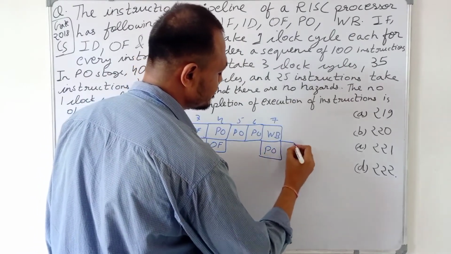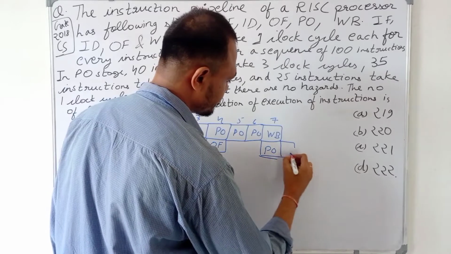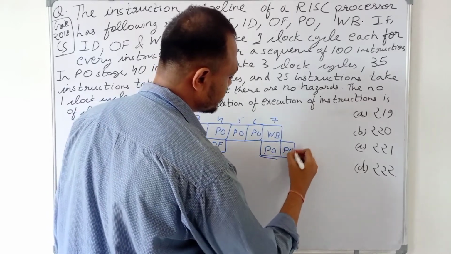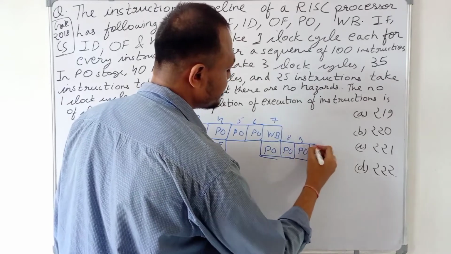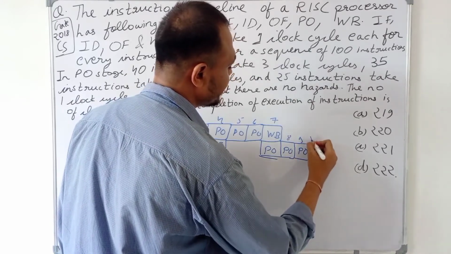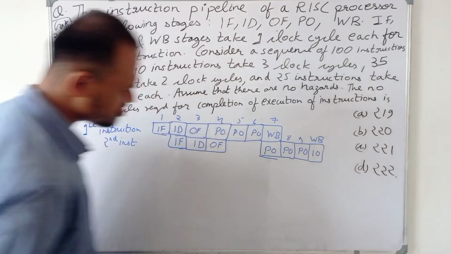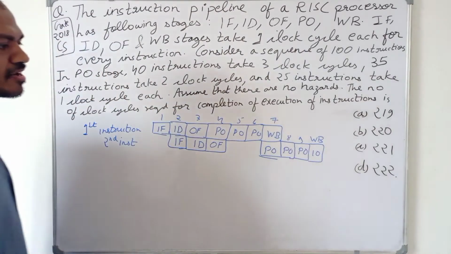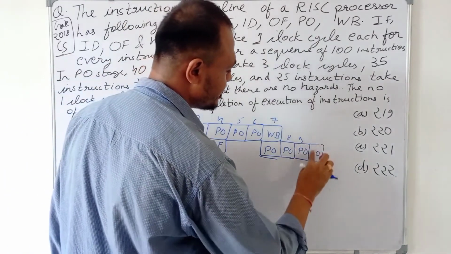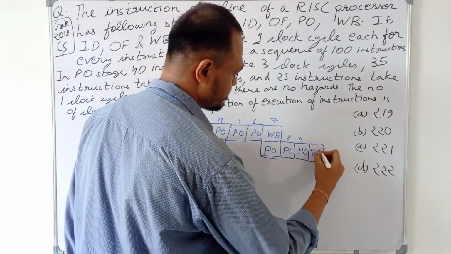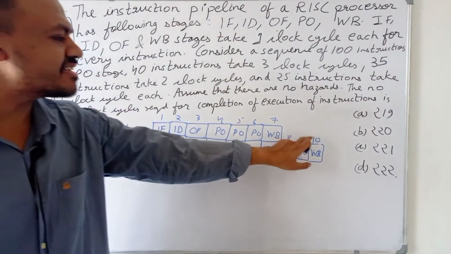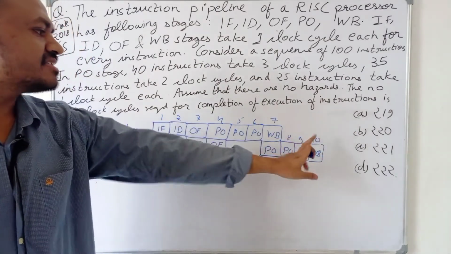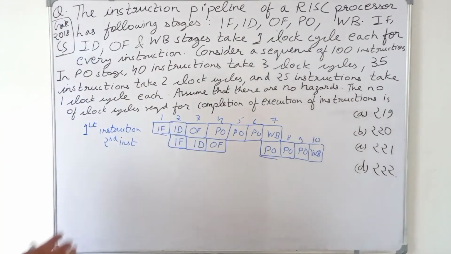So PO will start only in the seventh clock cycle. In the seventh, eighth and ninth clock cycle PO is complete. Then finally in the 10th clock cycle write back is complete. As you can see, the second instruction is taking 3 clock cycles extra.